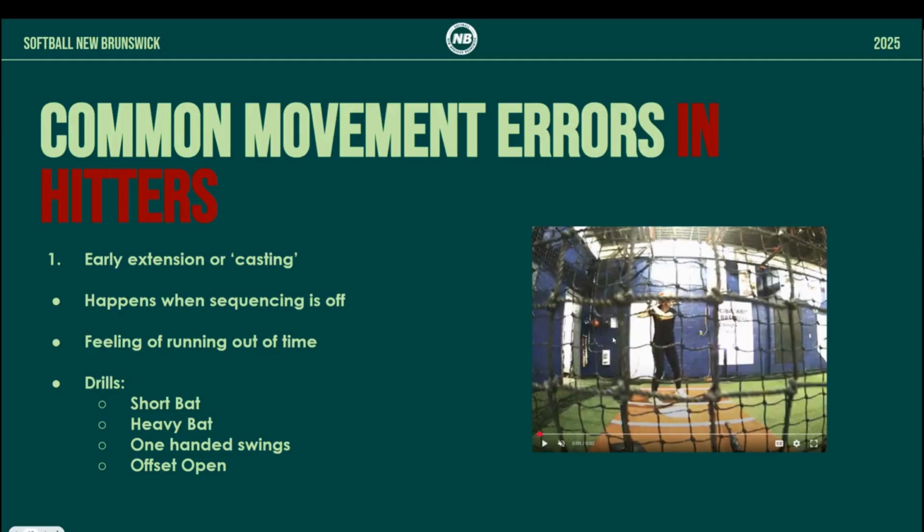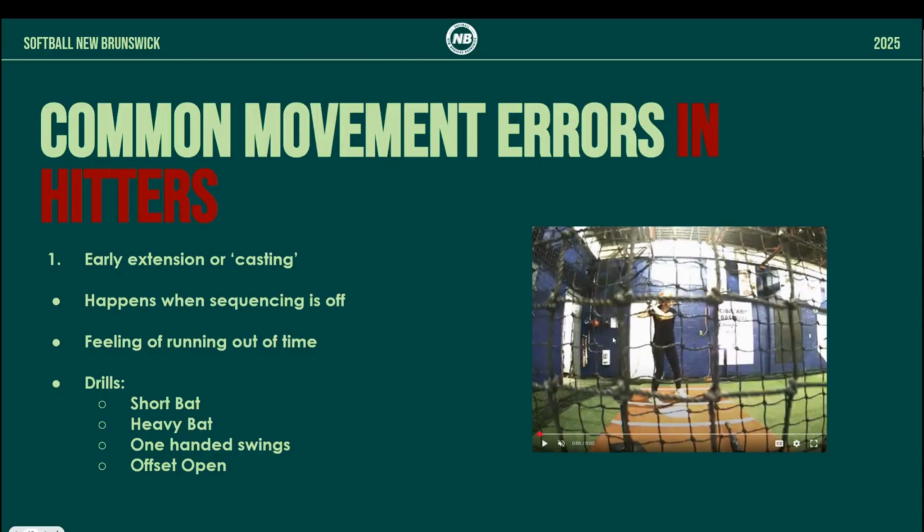Usually the hands are racing in front of the torso. So yeah, we're leaving a lot on the table. There's a lot of both energy and direction that can be gained if we sequence properly. And then for the athletes, a lot of the time they're doing this because they feel like they're running out of time to hit the ball. They feel like they can't properly get in that launch position. So you're gonna have to help them get there.